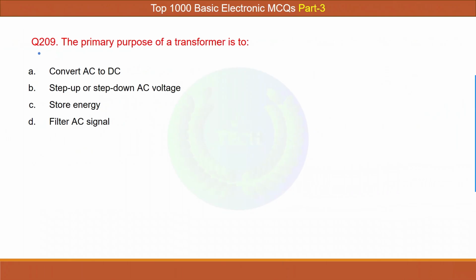Next question, question number 209. The primary purpose of a transformer is to option A, convert AC to DC. Option B, step up or step down AC voltage. Option C, store energy, option D, filter AC signal. The answer is option B, step up or step down AC voltage.